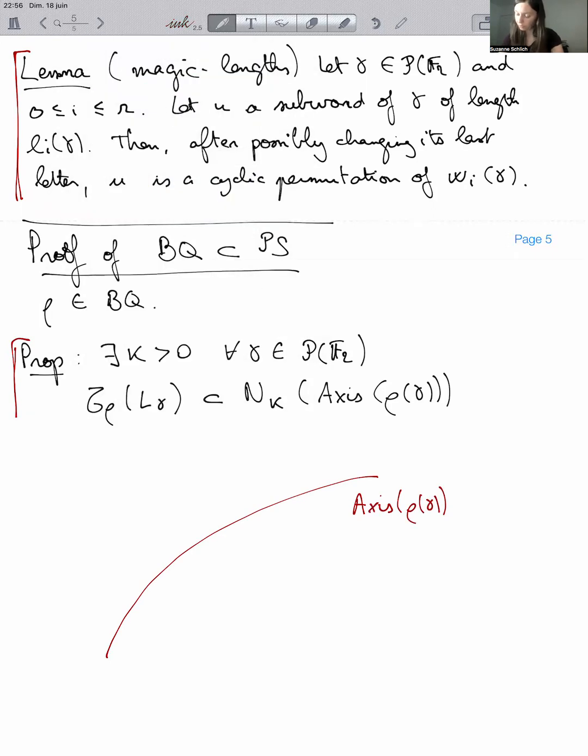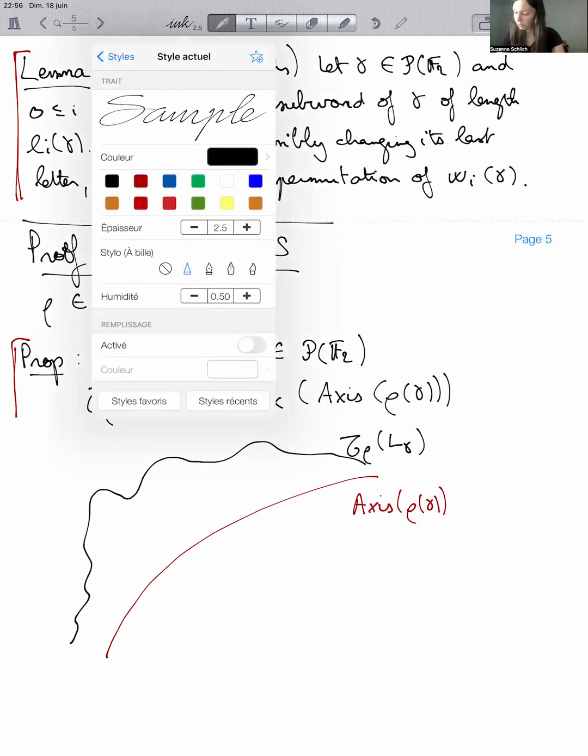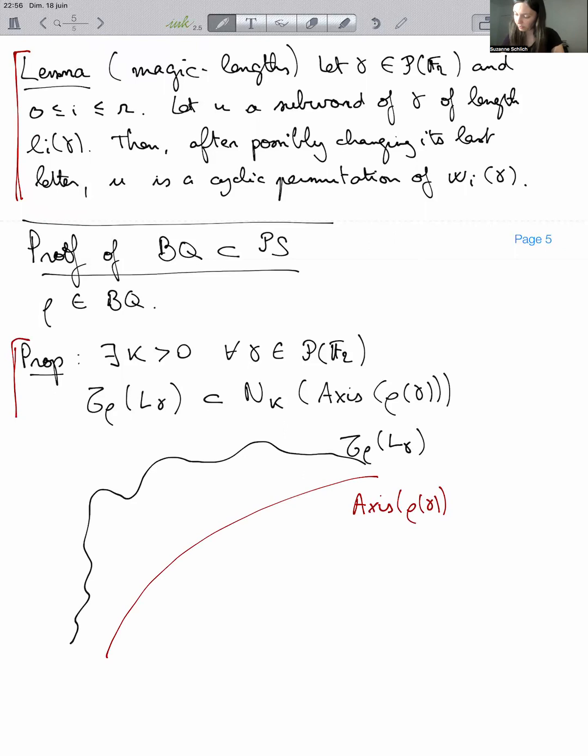And so we look at the orbit map. The orbit map travels in the space like that. This is the orbit map. But what we want is that the orbit map stays in a bounded neighborhood of the axis. So this is K. In fact, what we want to prove is the Morse lemma for this particular geodesic.